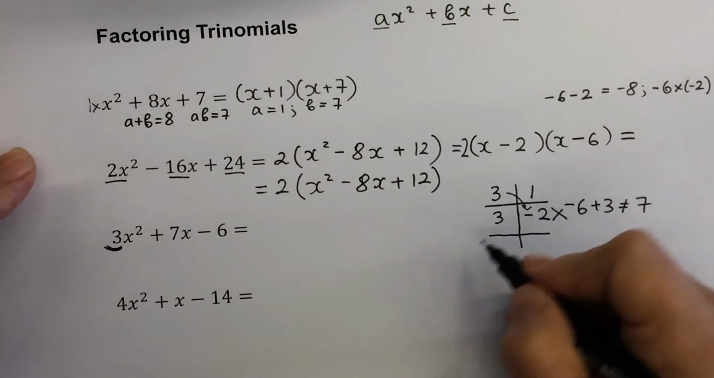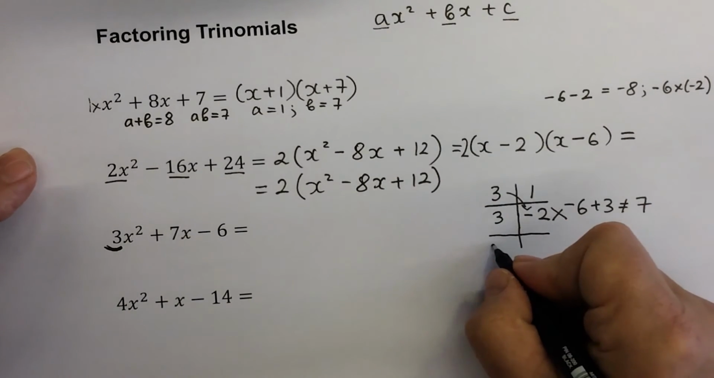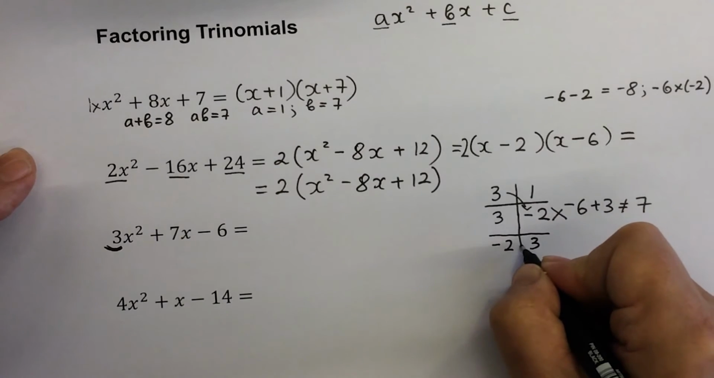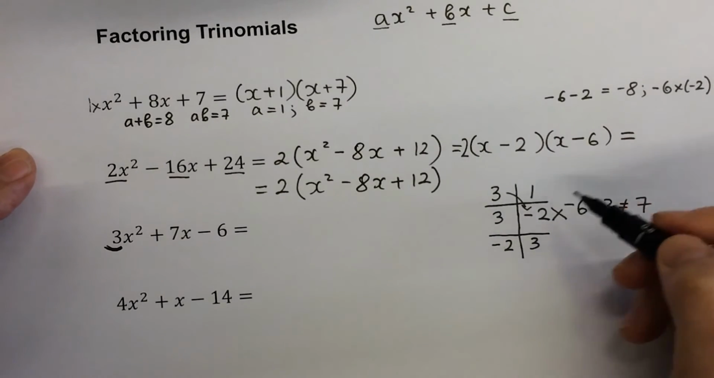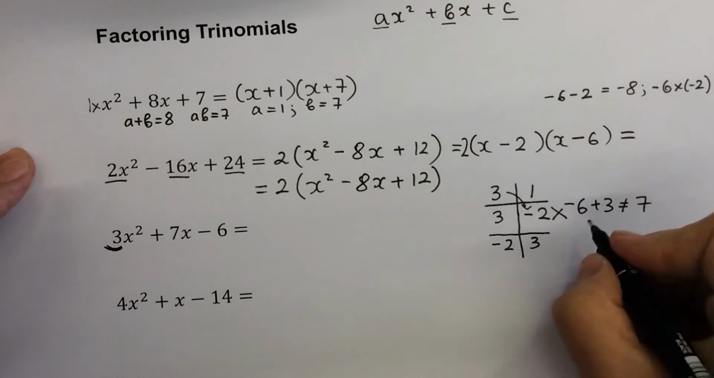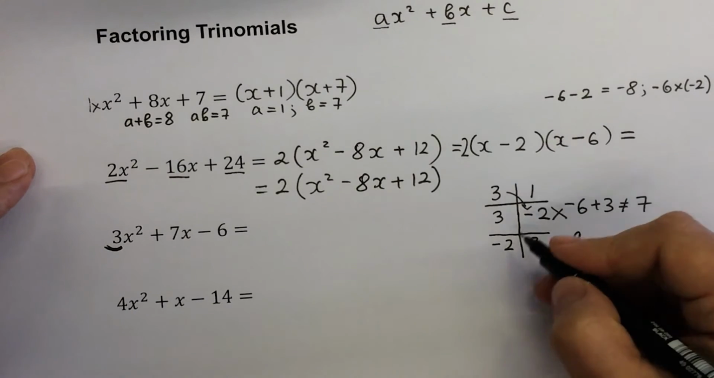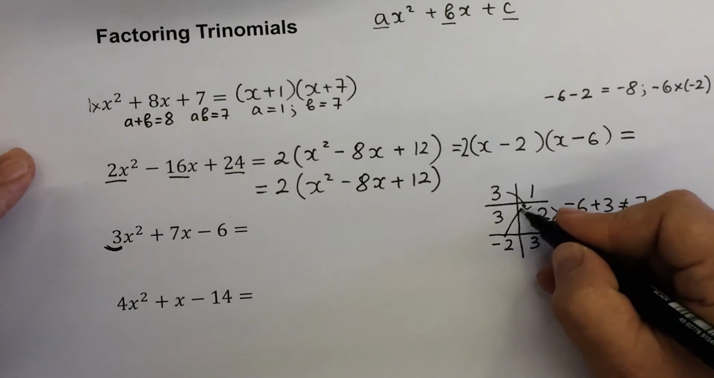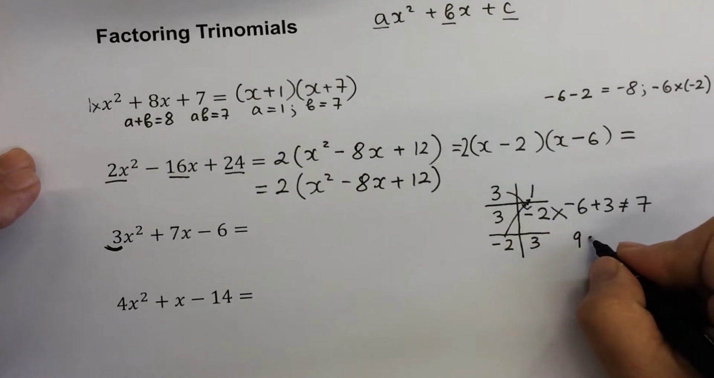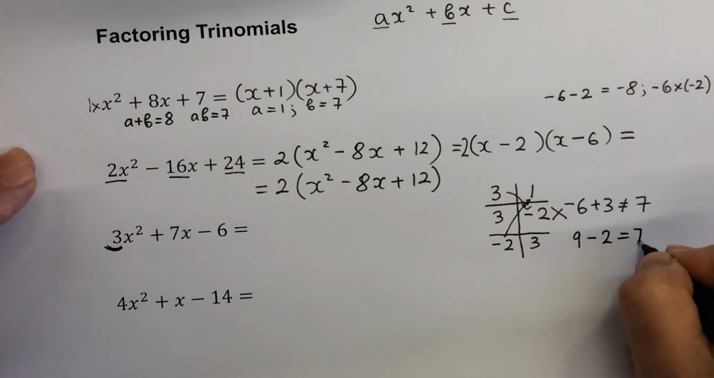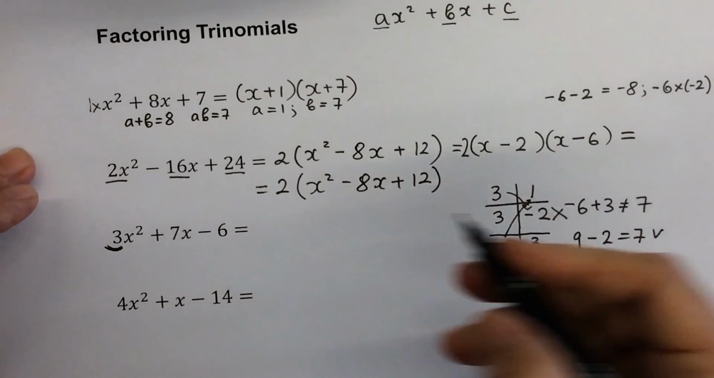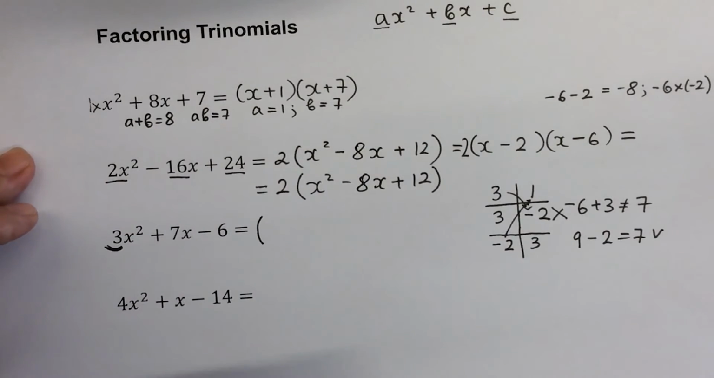So I think about another combination. What if I change their places and put minus 2 and 3? And again, do the cross multiplication. Okay, 3 times 3 gives me 9, and minus 2 times 1 gives me minus 2, which gives me 7. So it fits. Hence, I completed the application of this technique.